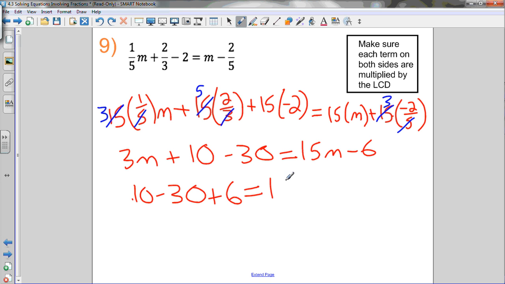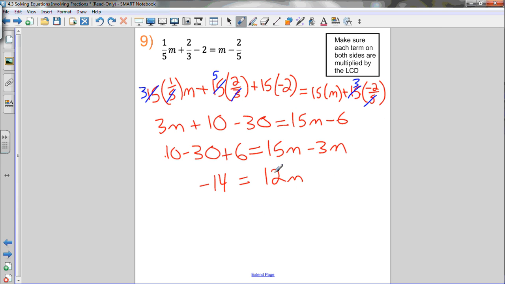And on the right, I have my 15m, and I'm going to bring this positive 3m to the right, it'll become negative 3m. Now I have 10 minus 30 will give me -20, plus 6 will give me -14. And 15 minus 3 will give me 12m.